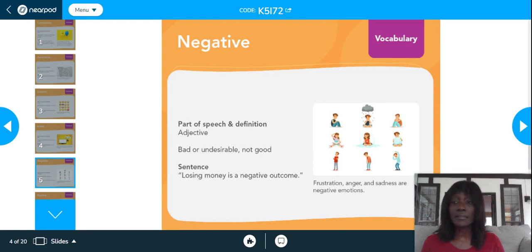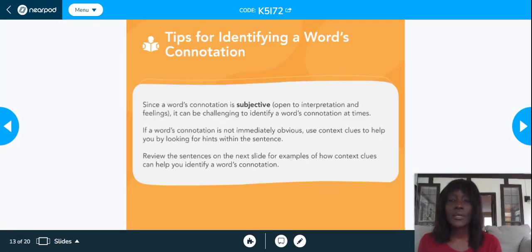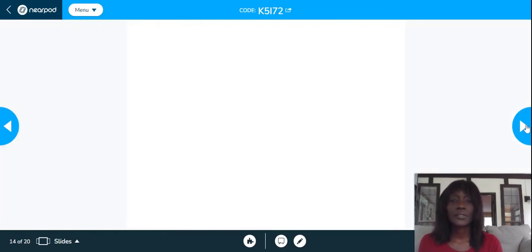Okay, the last word is negative, and negative is an adjective, and it represents a bad or undesirable feeling, not good. And the sentence associated with the word negative: losing money is a negative outcome, which definitely it is. It evokes frustration, anger, and sadness. And of course, these are negative emotions that people do have. We're going to talk about word connotation as subjective, open to interpretation and feelings.